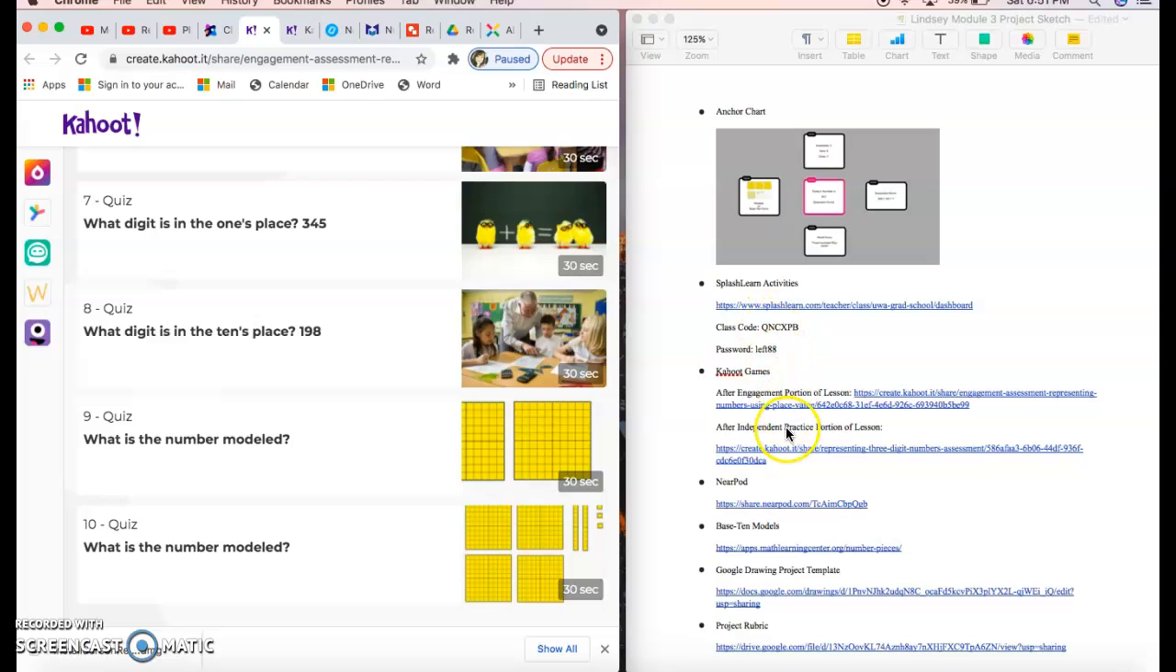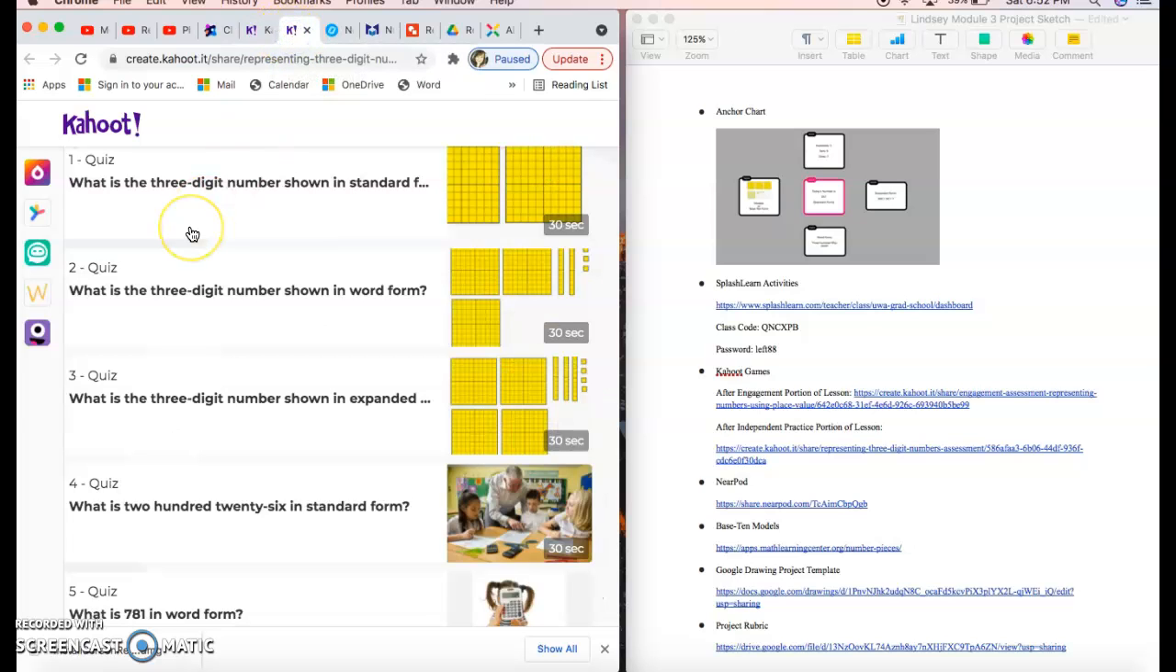Then after the independent practice portion of the lesson, that would be the Splash Learn activity, I have another Kahoot, and this one is similar, but it goes into a little bit more detail. I modeled some numbers, and they don't only have to tell me what 3-digit number it is, they would have to represent it in standard form, word form, and expanded form. And there are 10 questions to that Kahoot as well.